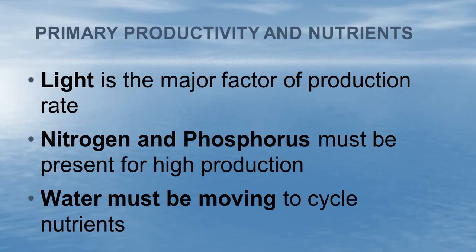All right, now we're on primary productivity and nutrients. Turn the page now. You're on page 89, and you're going to write these few things down because we're talking about primary productivity. Light, of course, is the major factor of the production rate here. We need to make sure there's plenty of sunlight for our organisms to photosynthesize. We need nitrogen and phosphorus to help with that process. Even though it's not used in the chemical reaction, it does make the creature stronger.